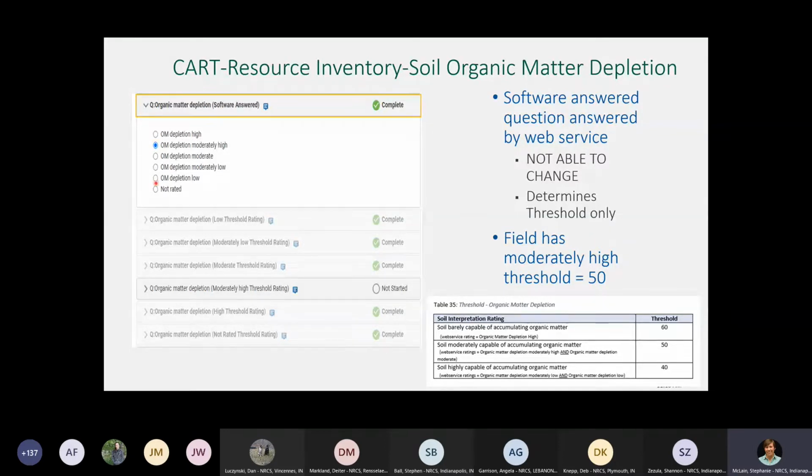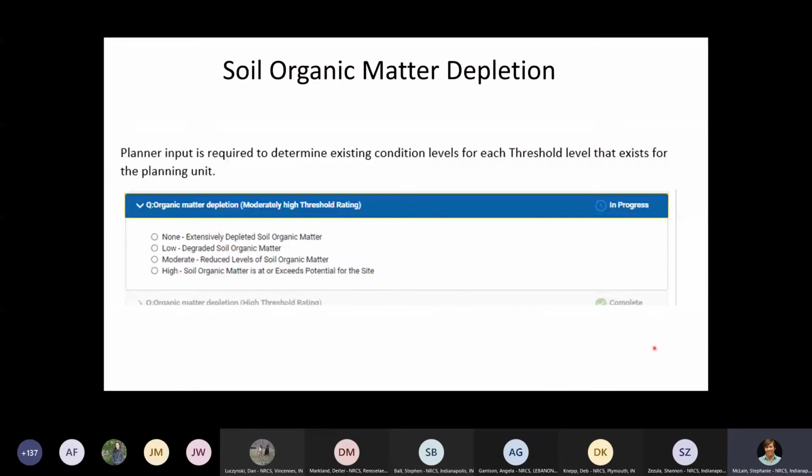rated towards. And so all of these, because my organic matter depletion was moderately high, all of these other options for answering questions are grayed out. I cannot select them, and the only one I can select is moderately high. And moderately high has a threshold of 50. So that's just something, again, as we think about walking through these, it's just that awareness of how this is all tied together. And then this is the question that you're going to answer, right?